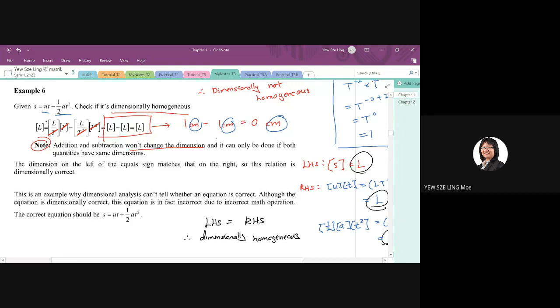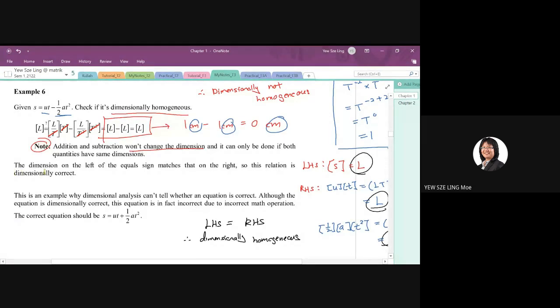It still has the same unit. And you can only subtract them if both quantities have the same dimension. Okay, you cannot do cm minus kg, cannot. So you have to make sure they have the same dimensions before you do the subtraction or addition. Otherwise, it would be wrong. So the dimensions on the left of the equals sign match the right. So the relationship is dimensionally correct.